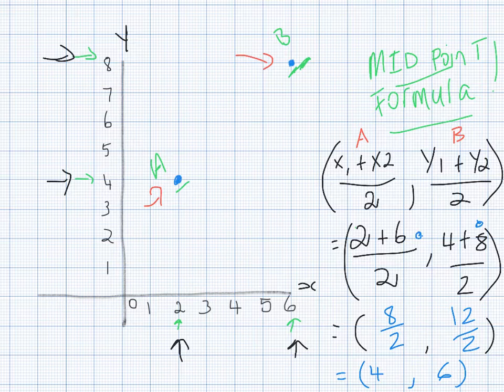So remember that this is our x, this is our y. So if we go across to our 4 and then up to our 6, we go here. This is where we're saying our midpoint is. Now let me just add this line in. That is our linear line.